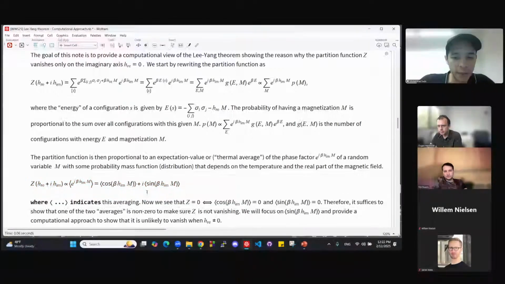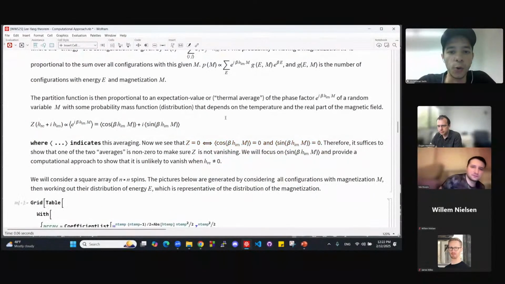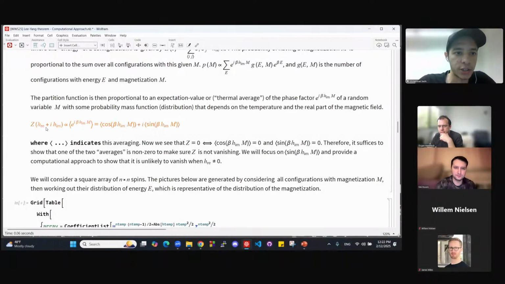What I'm going to show here is that if H real is non-zero, then the sine is non-zero, which means the partition function is non-zero. Does this make sense? So we reached this partition function as a cosine term under the average, of course, and a sine term under the average. The only way that the partition function as a whole vanishes for a given h real and h imaginary is that this average vanishes and that average vanishes.